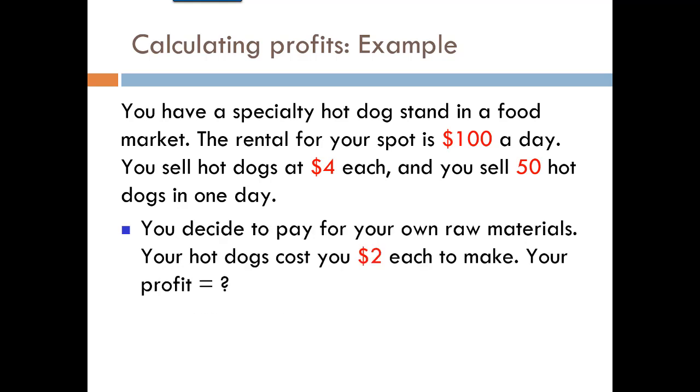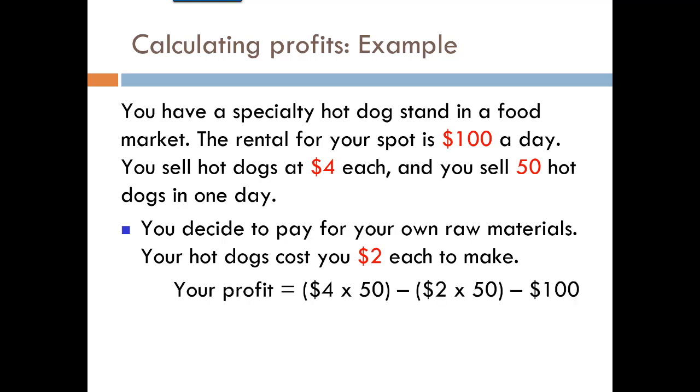Now let's take a different scenario. Let's say you decide to pay for your own raw materials, hot dogs, buns, relish, mustard, etc. Together these raw materials cost $2 per hot dog. What is your profit in this case? Now, in addition to the fixed cost, you have a variable cost as well. This variable cost is $2 per hot dog.